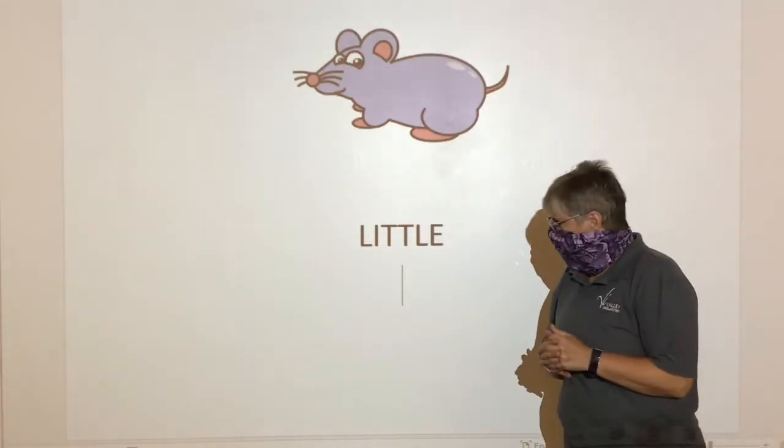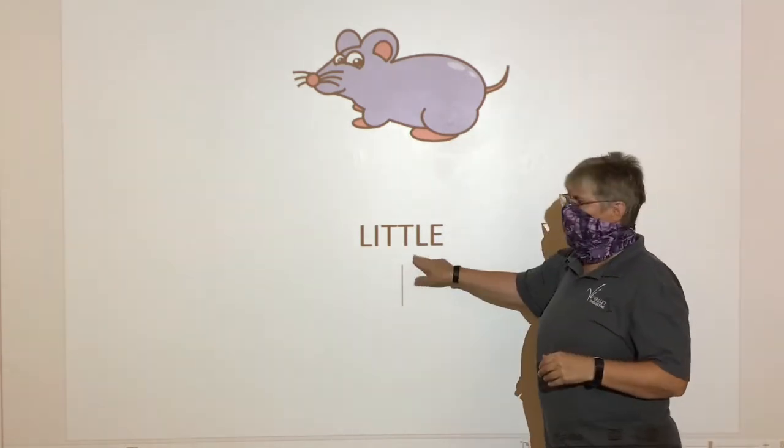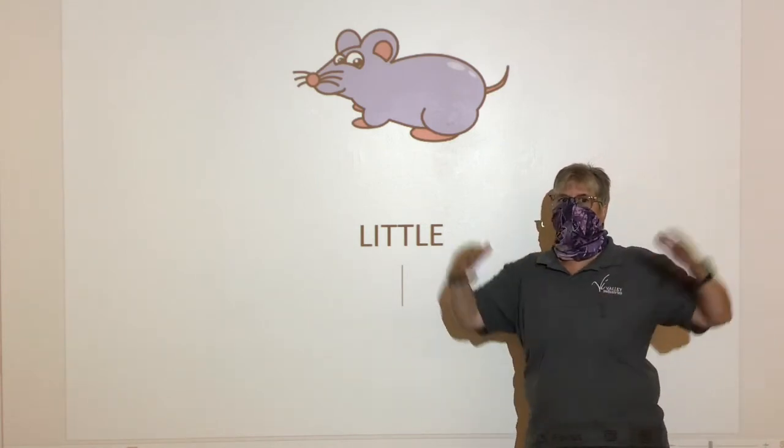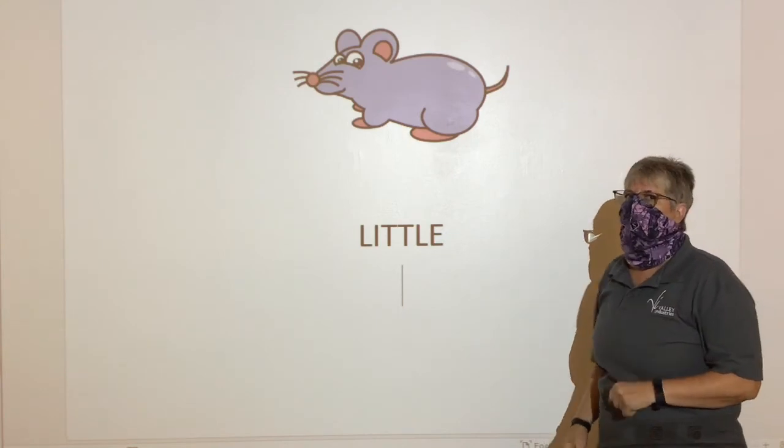Okay, here is picture number 8. And if you see that, that's a little mouse. Little bitty guy. So he's little. And the opposite of little then is, what would be the opposite of little?